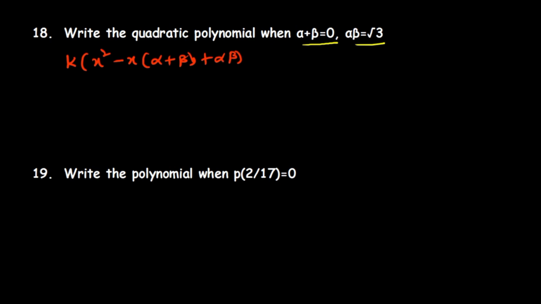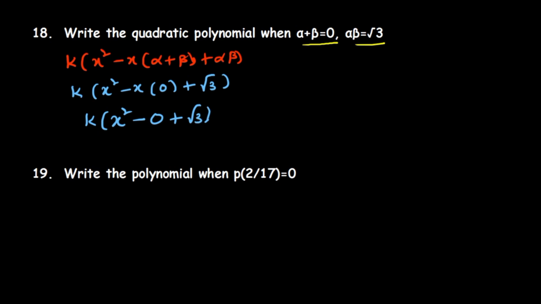So already it is given directly that alpha plus beta is 0. So I am going to take here k into x square minus x into alpha plus beta, which is 0, plus alpha into beta, which is root 3. So k into x square minus x into 0 is 0, right? Plus root 3. Then what should I write now? k into x square plus root 3 directly.